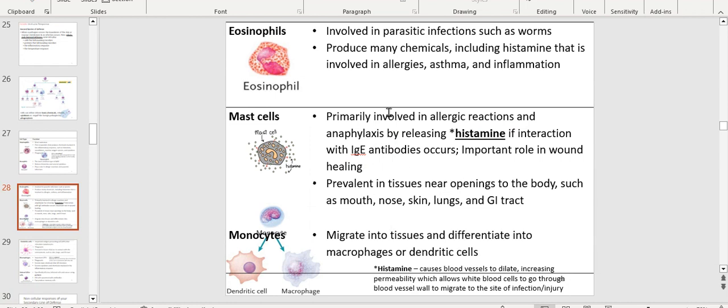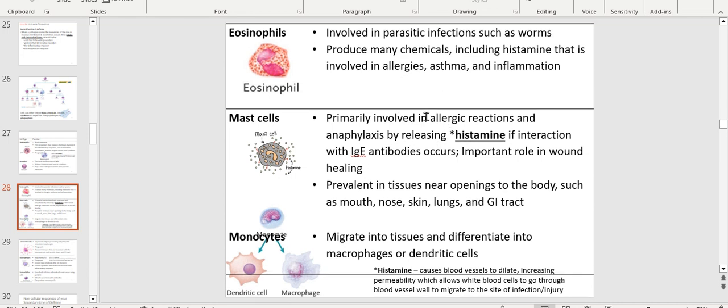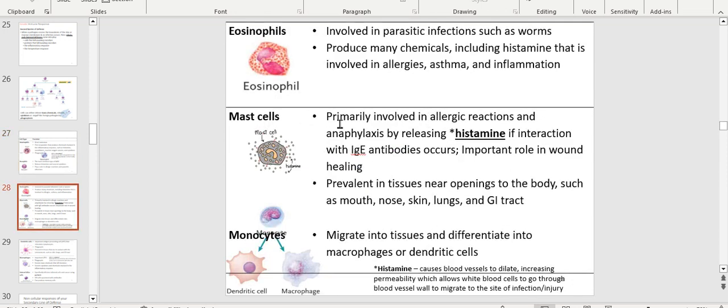Eosinophils are involved in parasitic infections such as worms. They produce many chemicals, again including histamine, that are involved in allergies, asthma, and inflammation. Mast cells. I know you've seen histamine throughout all these, but this is the one that's all about histamine. Primarily involved in allergic reactions and anaphylaxis. If you haven't heard of anaphylaxis, this is a bad one.